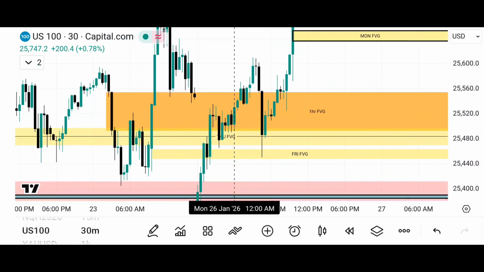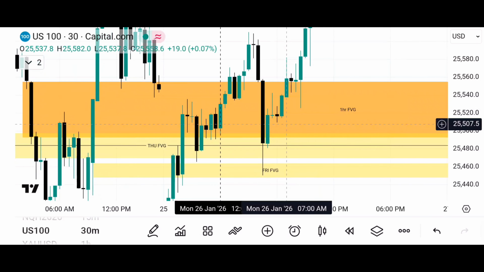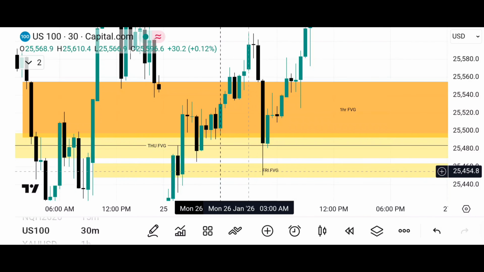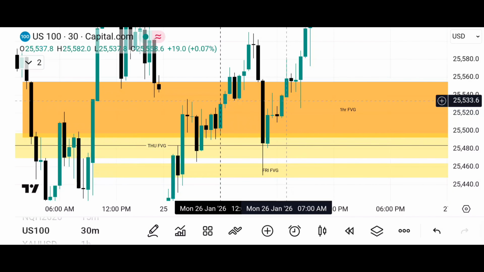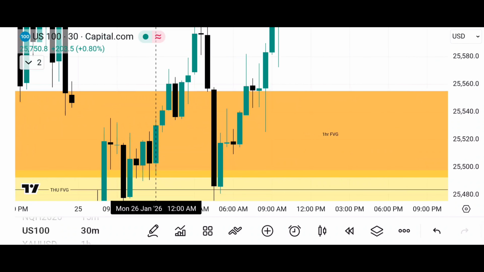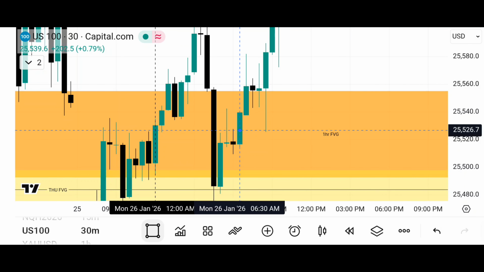So still on the 30-minute time frame, you can see price running from this fair value gap after trading into it, and it rallied up. There's a small fair value gap formed right here. Let me just draw it for clarity's sake.